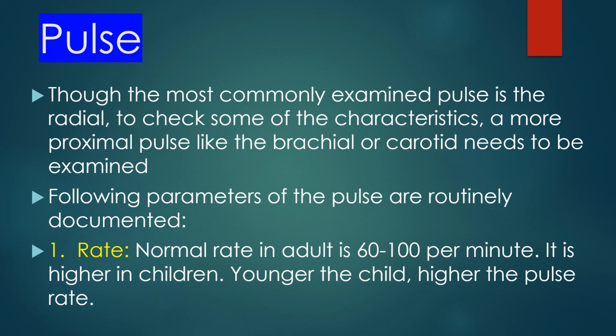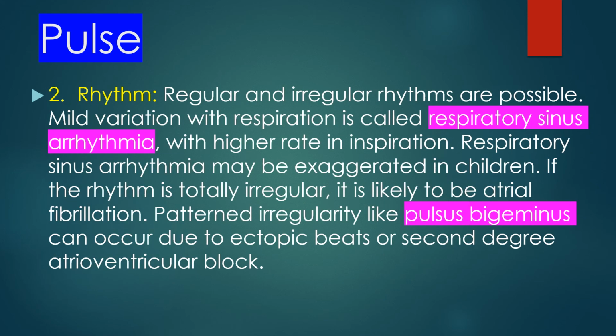The following parameters of the pulse are routinely documented. 1. The rate. Normal rate in an adult is between 60 to 100 beats per minute. It is higher in children. Younger the child, higher the pulse rate. 2. Rhythm. Regular and irregular rhythms are possible. Mild variation with respiration is called respiratory sinus arrhythmia, with higher rate in inspiration. Respiratory sinus arrhythmia may be exaggerated in children. If the rhythm is totally irregular, it is likely to be atrial fibrillation. Patterned irregularity like pulsus bigeminus can occur due to ectopic beats or second-degree atrioventricular block.